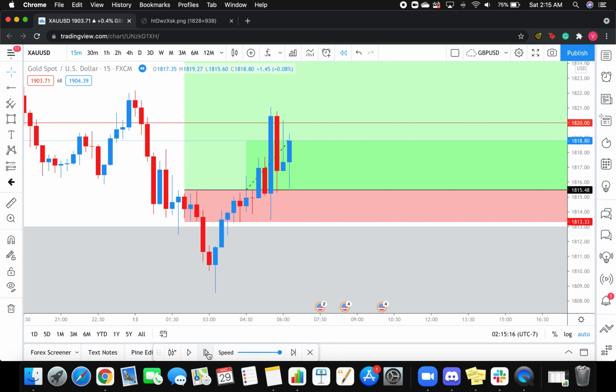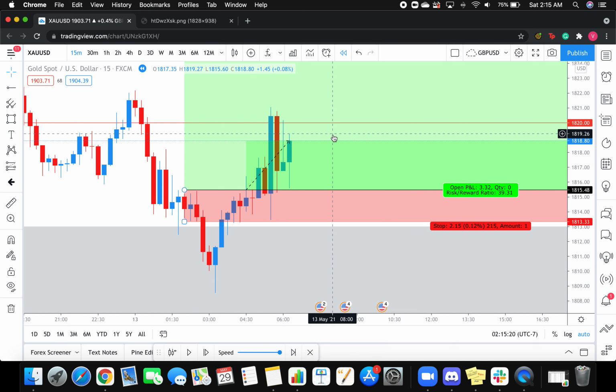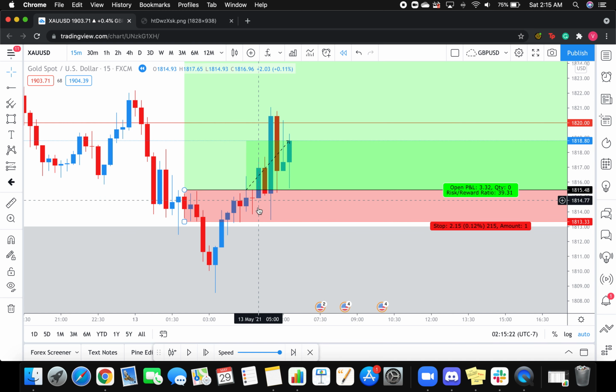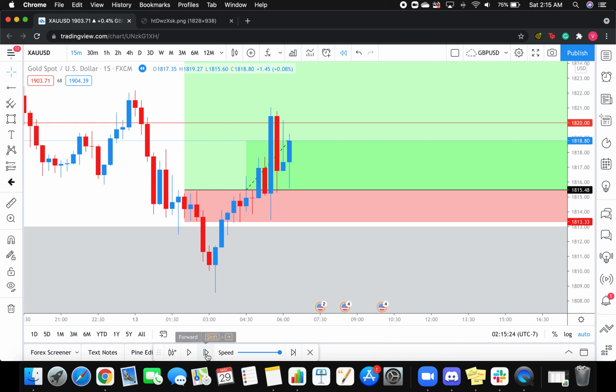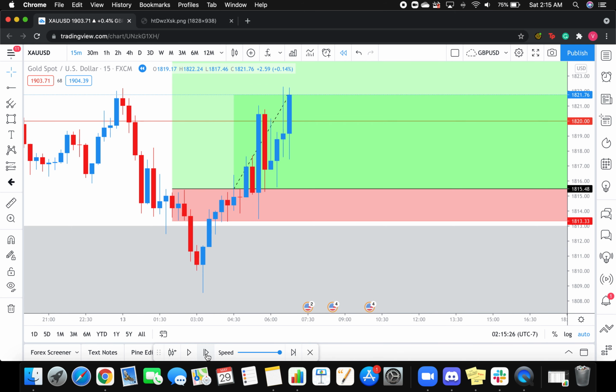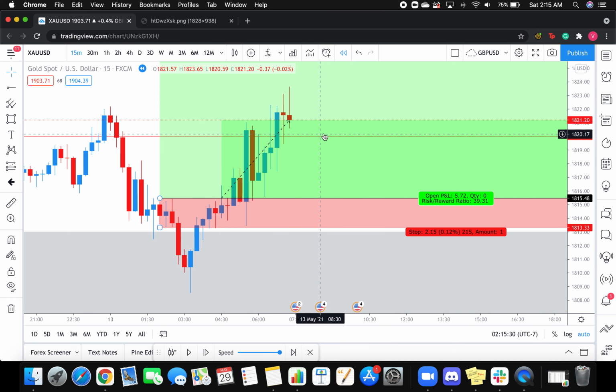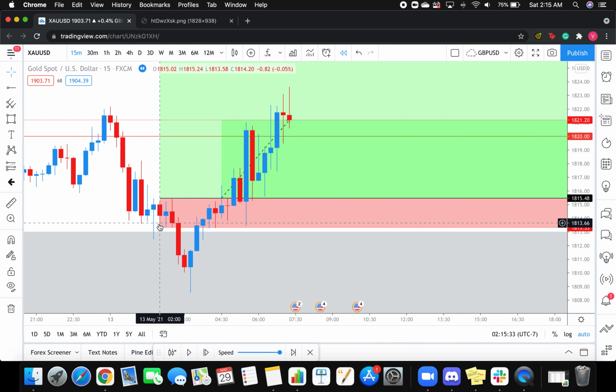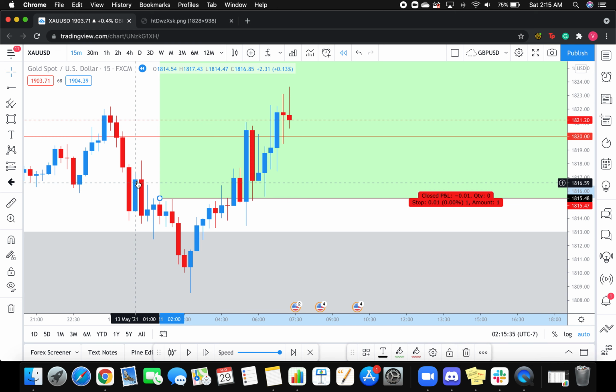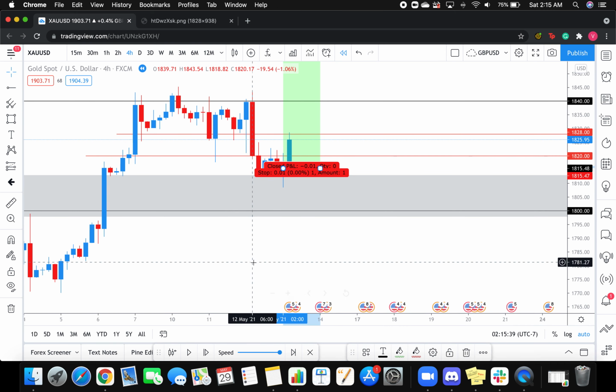And now the next couple of entries we're taking on the 4-hour. So once we pass above 1820, this is when we move to break even. Once we move to break even, we'll move up to the 4-hour time frame. So now we have broken above 1820, we move to break even. We don't trail our stop loss just yet, but now we're going to go up to the 4-hour time frame.